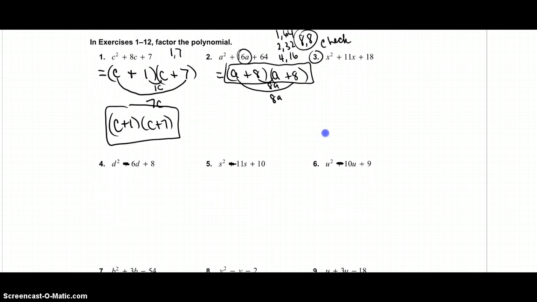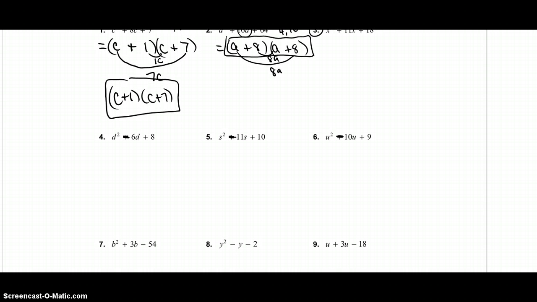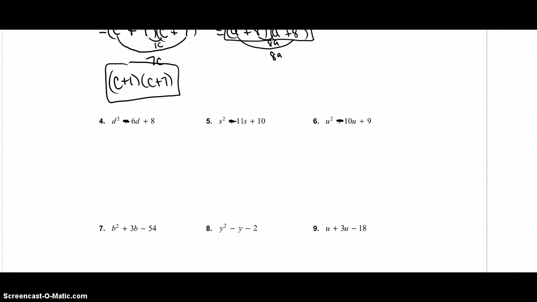Let's move down to the next row, which I changed all of those to be negative so we can make it a little bit different. So let's do it again. D times D. What times what is 8? We have 1 and 8 and 2 and 4. Which one of those is going to give us a 6? 2 and 4.